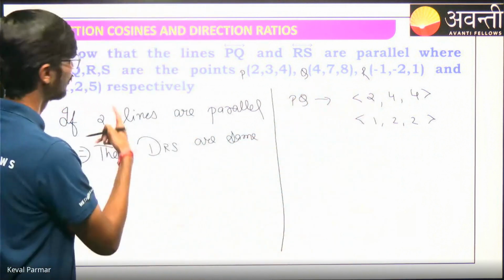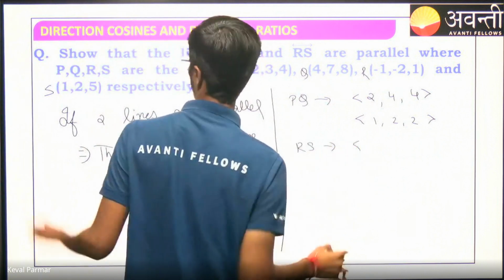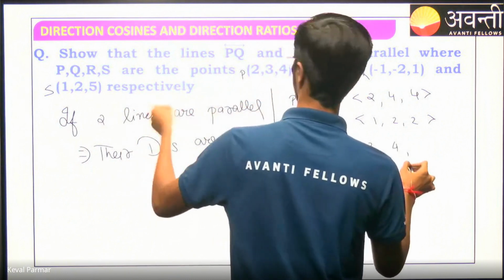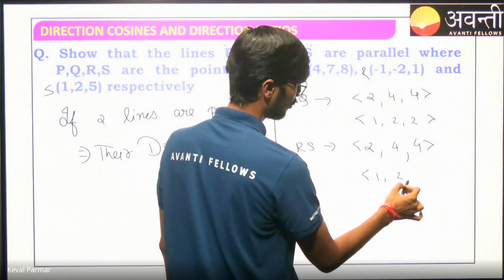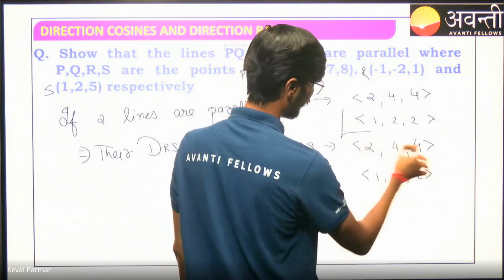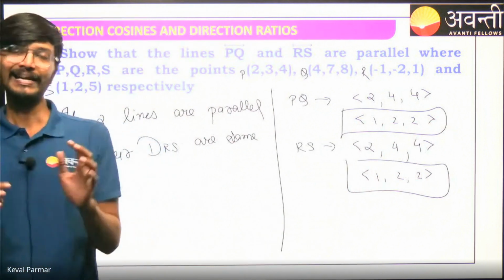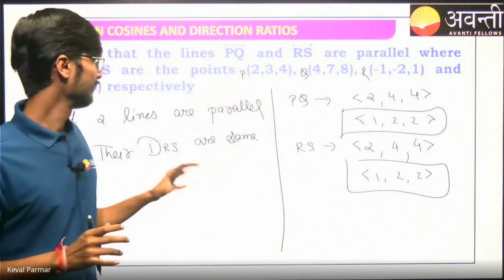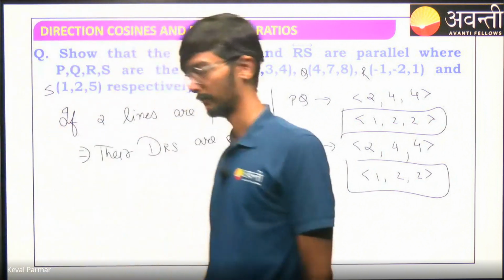What are the DRs of RS? So for RS, I'll have 2, 4, 5 minus 1, 4, which can again be reduced to 1, 2 and 2. And you can see from these both that the DRs are the same. The DRs of lines PQ and RS are the same. That means PQ and RS are parallel to each other, right?